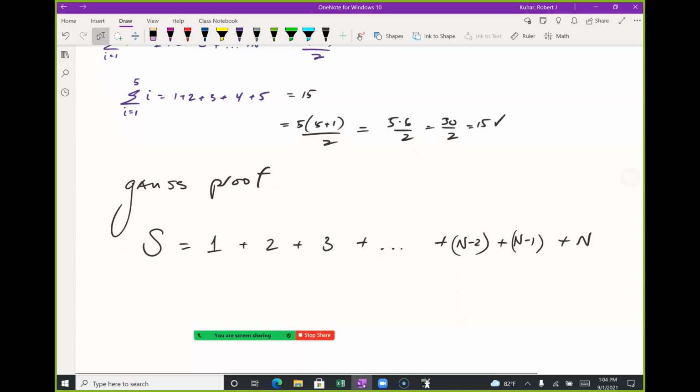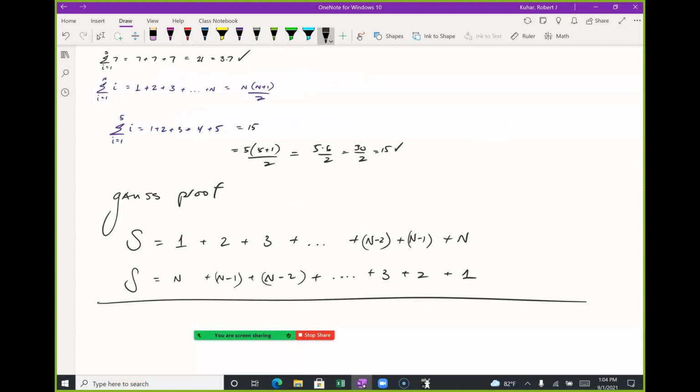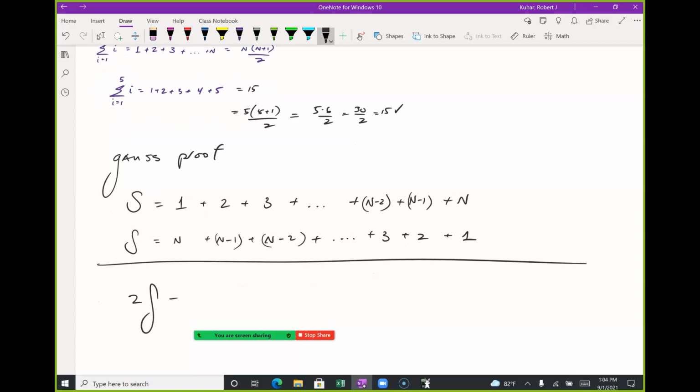Nice. So Gauss said, well, let me write the sum again, but I'm going to write it in reverse order. So I'm going to add n, n minus 1, n minus 2, plus dot dot dot plus 3 plus 2 plus 1. And I'm going to add these two lines up. So on the left, I'm going to add the sum plus the sum, which is 2 times the sum. 2 times s.